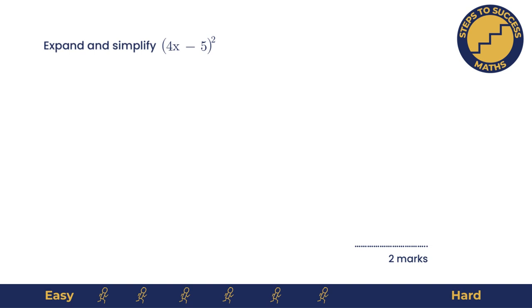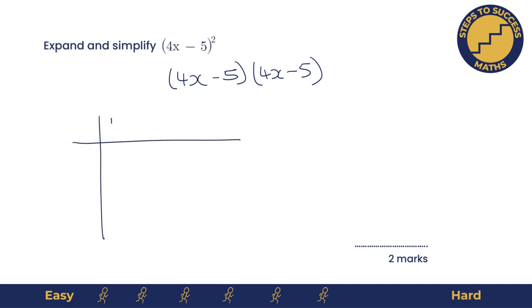Expand and simplify. 4x subtract 5, all squared. Remember what squared means, times everything in the bracket by itself. So we've really got 4x minus 5 times 4x minus 5. And now you can see we need a grid. 4x subtract 5, 4x subtract 5.